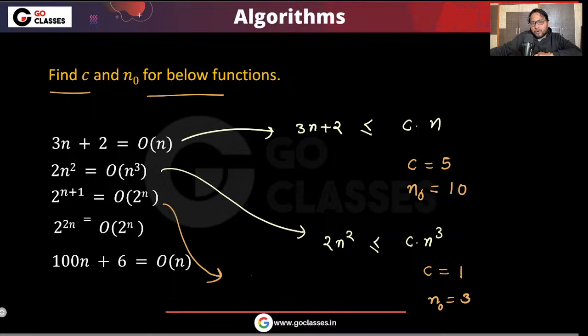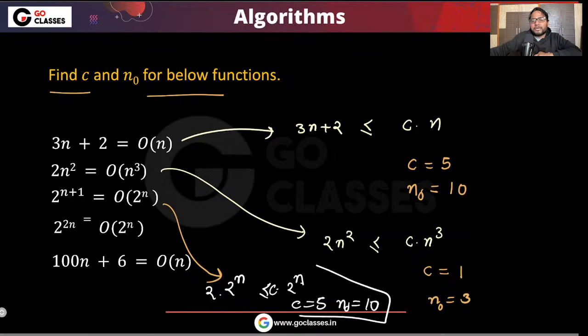Now let me just ask you for this one also. What is the value of c? Let me just write it in this way. This is 2 power n, right? What is the value of c such that this is true, maybe for c equal to 5 and for n naught equal to 10? So you can definitely tell me the values of c and n naught. Okay.